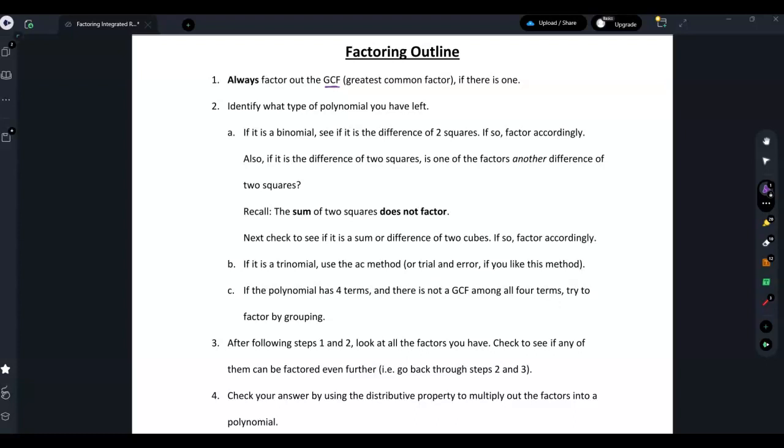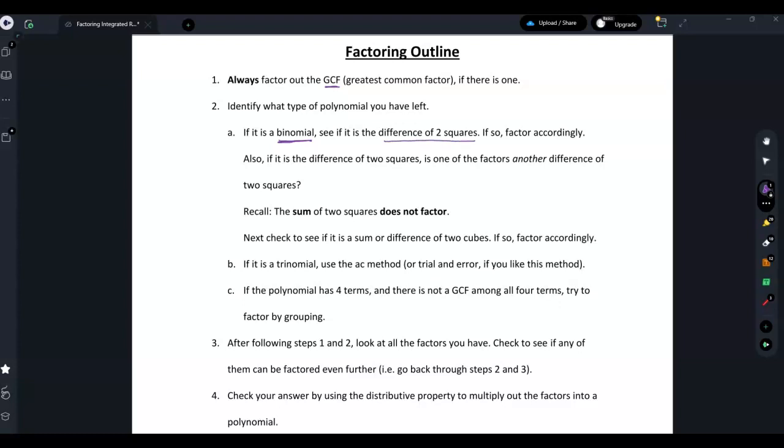So then either if it doesn't have a GCF or if you've factored out that GCF and you're looking at what's left, then you're going to determine what method of factoring you're going to use based on how many terms the polynomial has. So if it is a binomial, meaning that it has 2 terms, the only method that we cover in Math 112 is the difference of 2 squares. So that's what you're going to look for.